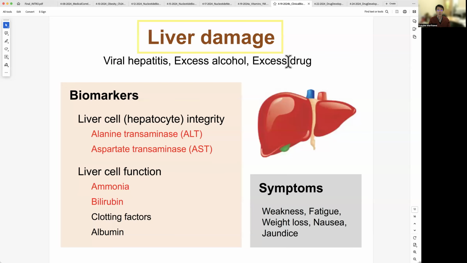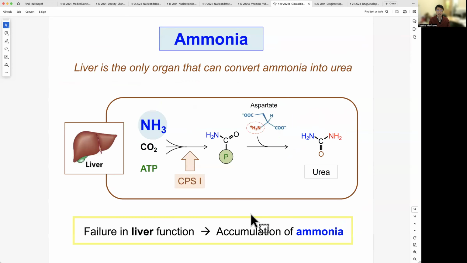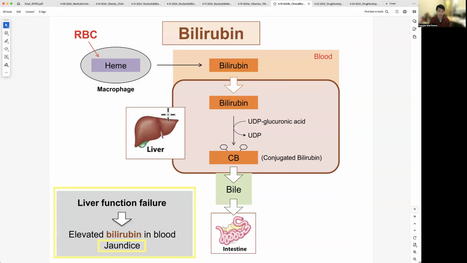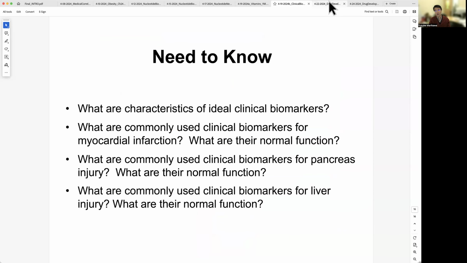And also liver damage. What are the biomarkers of liver damage? Elevated ammonia: the accumulation of ammonia is an indication of liver function failure. And also jaundice. The liver is responsible for changing bilirubin to a soluble form, so a deficient or damaged liver ends up with accumulation of bilirubin, therefore jaundice. Got it? Okay. All right, two more to go.